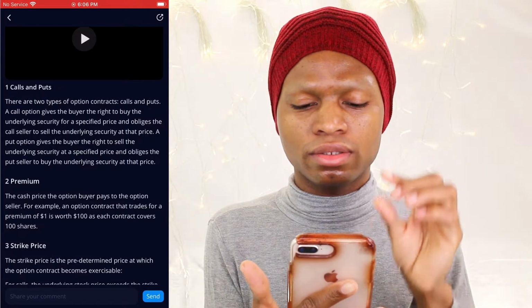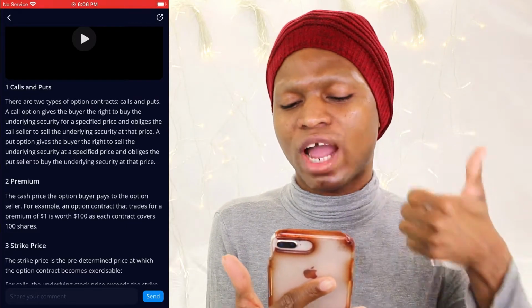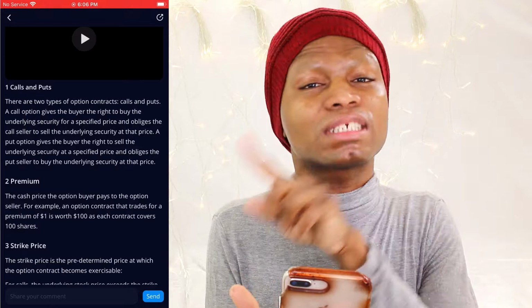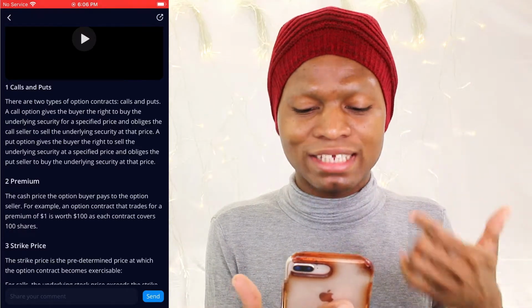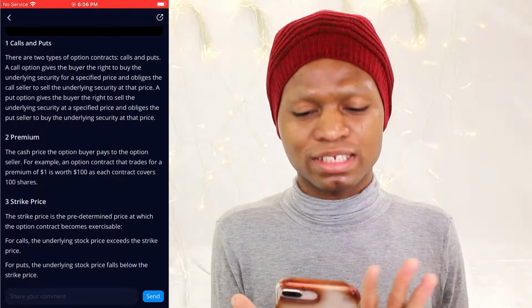A put option gives the buyer the right to sell the underlying security at a specified price and obliges the put seller to buy the underlying security at that price. This is the basics.